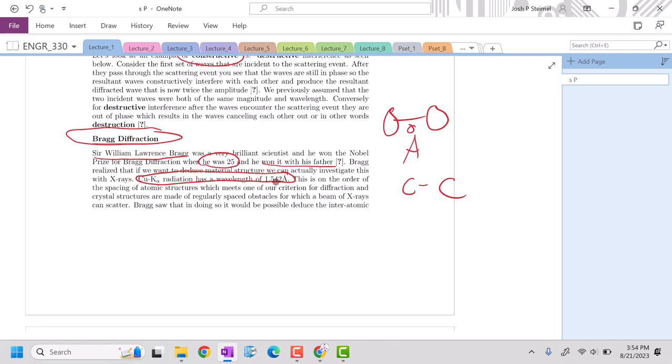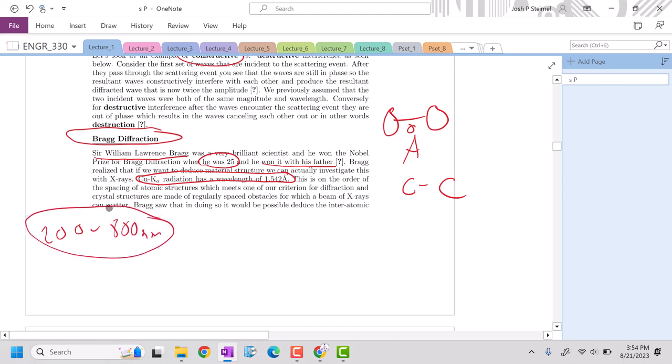Why can't I do this with light? Well, if I look at light or a laser, you're looking at things, what is it, 200 to 800 nanometers? Excuse me if that's wrong. But visible light is thousands of times larger than this distance. So I can't use a laser to investigate atomic structures. I need an X-ray. Copper alpha radiation is one of the most commonly used.